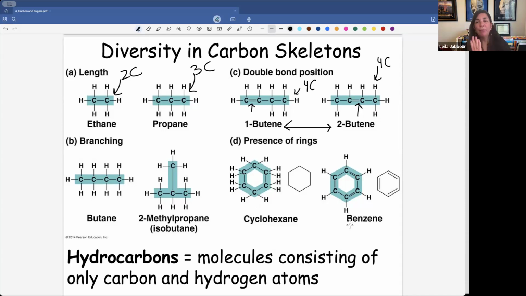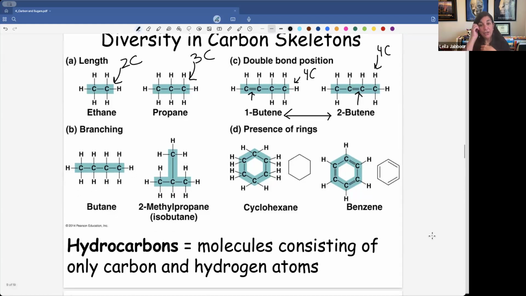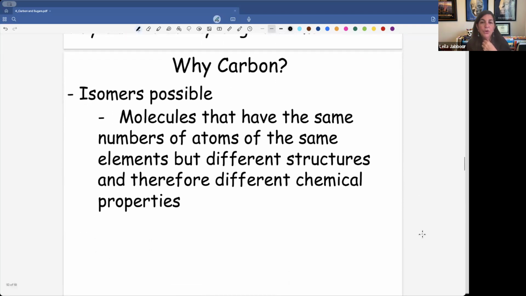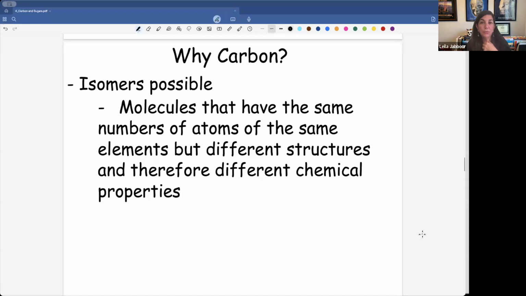Right, so you don't have to memorize all of these different examples. I just wanted to show you how different they can be. These are called hydrocarbons, molecules consisting of only carbon and hydrogen atoms. Why is carbon so important for organic molecules, and why is that the basis of the term organic? It's because isomers are possible.